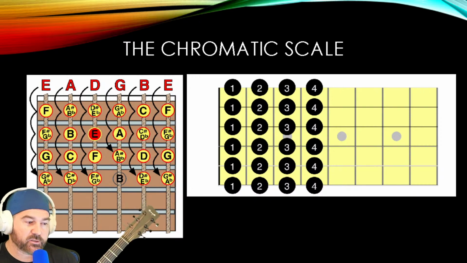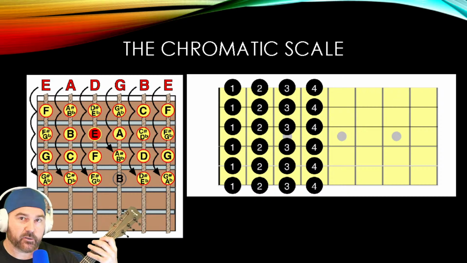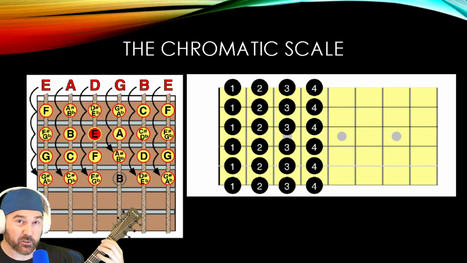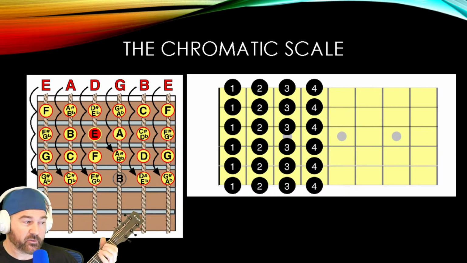Okay, your first scale. The very first scale I like to teach is the chromatic scale because it's the easiest one to play. It's just 4 notes in a row played on each string in order, starting with the low E string. So you would start on the first fret of the low E string and play 4 in a row. 1, 2, 3, 4.